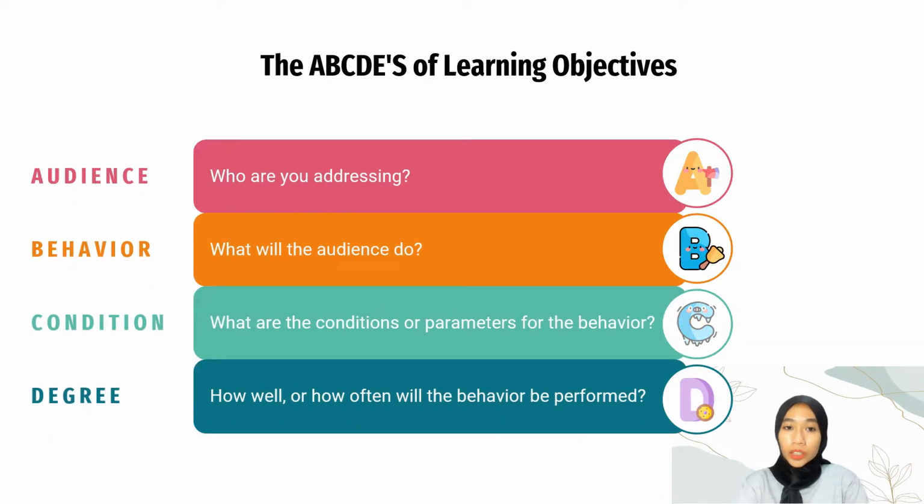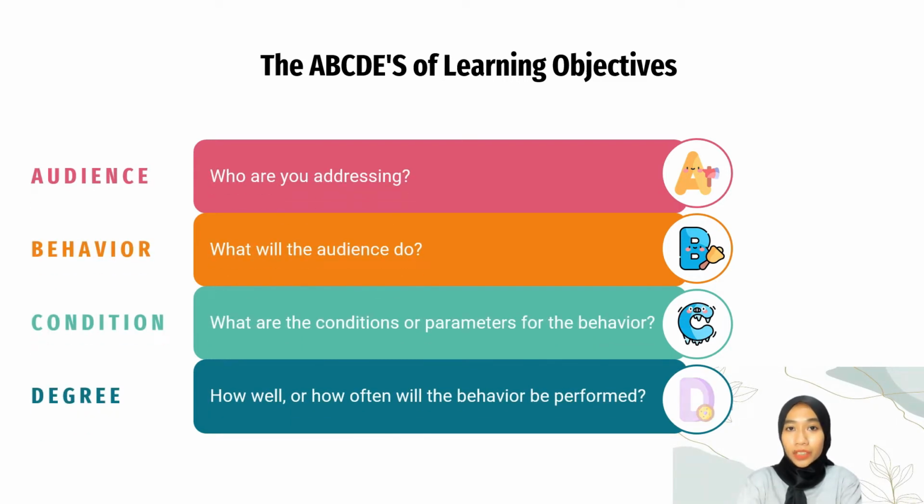C is conditions. What are the conditions or parameters for the behavior? Under what circumstances will the behavior take place? Will the learners need extra help? Is there something that they are going to do at school? All that needs to be specified.